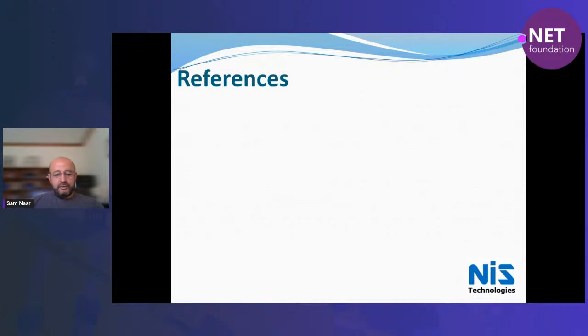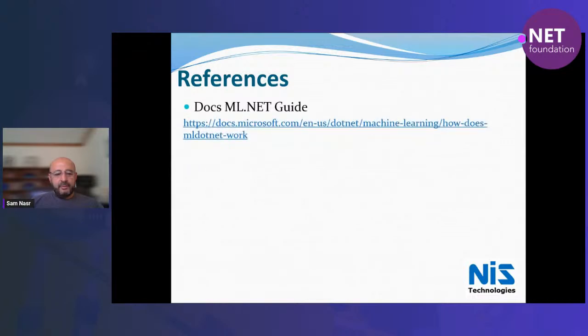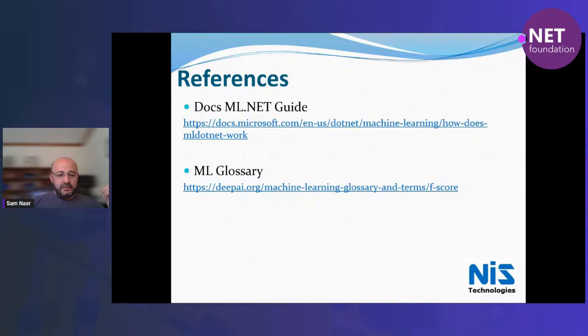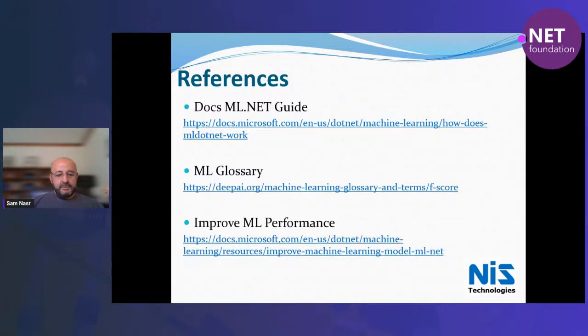So with regards to additional documentation and references, you can find the ML.NET guide over at Microsoft.com. In addition, there's the machine learning glossary. And then improving ML performance. That was similar to what I had mentioned about getting more data with context, cleansed data, etc.